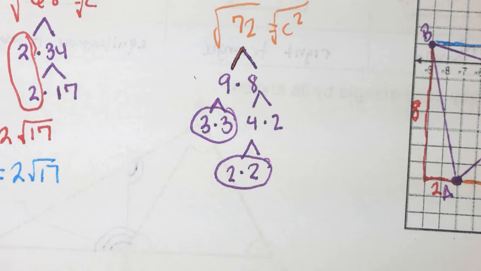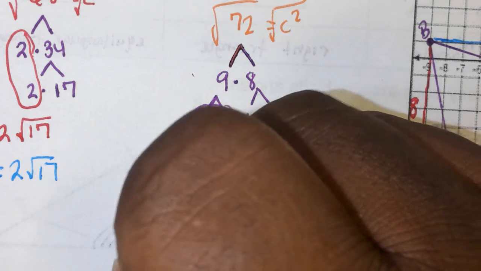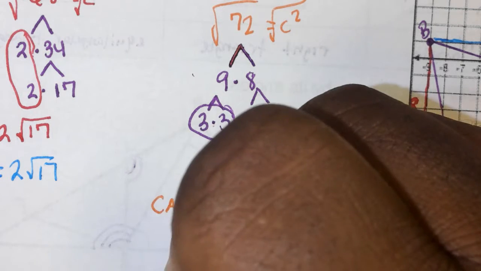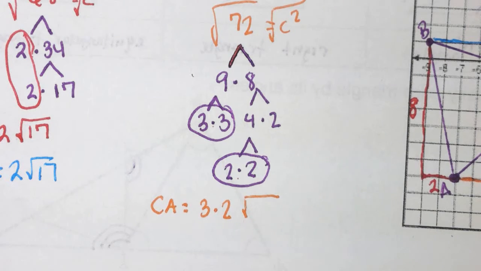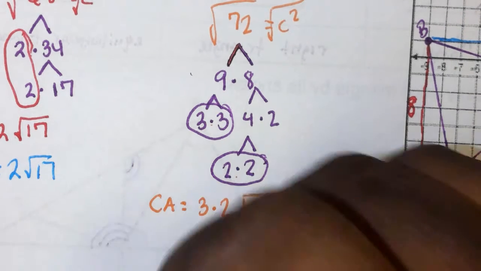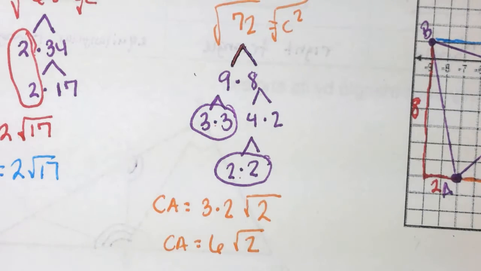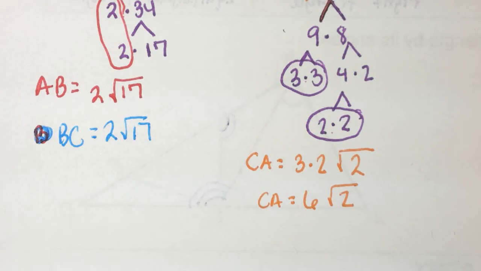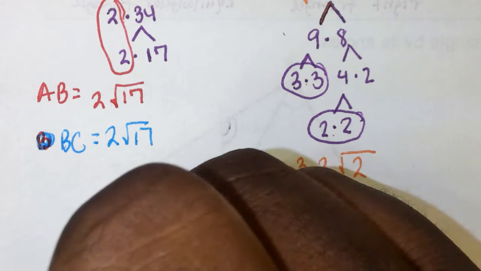Alright, so on this one you should understand that 2 numbers are coming out. A 3 and a 2. So on the outside for CA, it's going to be 3 times 2 and a square root. What stays under? What did we touch? That 1, 2 right there, right? Yeah, 2. And then you need to simplify that on the outside. CA is 6 square root 2. So AB was 2 square root 17, BC was 2 square root 17, CA was 6 square root 2. Now you can classify by the size, because you know the length of the sides. What kind of triangle is this?